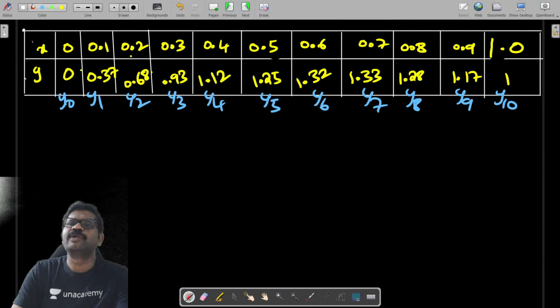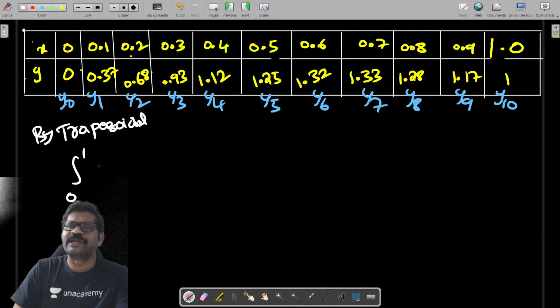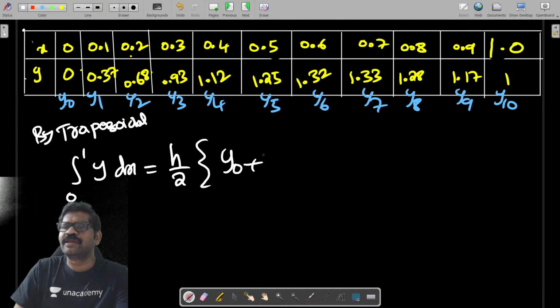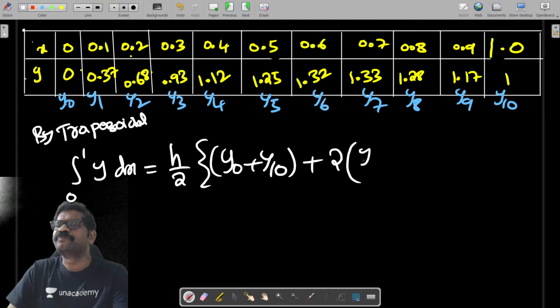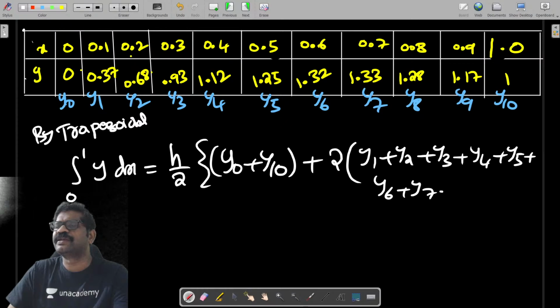By trapezoidal rule, integral 0 to 1 f of x dx equal to h by 2 of y0 plus y10 plus 2 into remaining all y1, y2, y3, y4, y5, y6, y7, y8, y9.